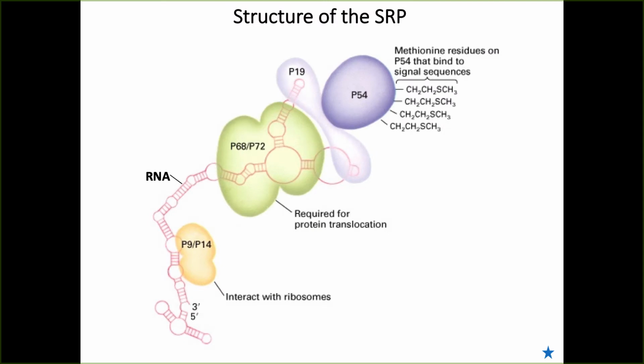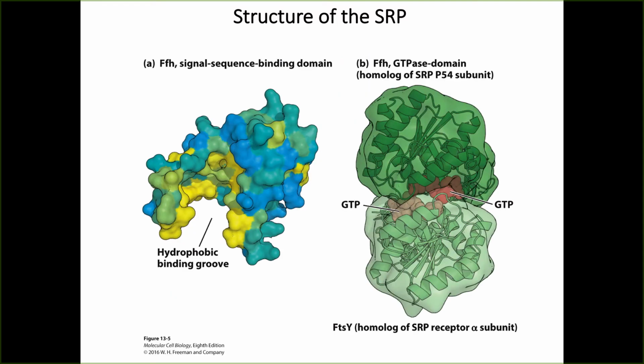So the structure of SRP is very complicated. You do not have to remember any name of these proteins or the RNAs. A large structure. The P54 sequence is the only thing that we are looking at, that this is one of the proteins. And there are lots of these methionine residues that bind to many of these signal sequences, and these are mainly hydrophobic in nature. And just to give you an idea of what happens, again, you do not have to go into any detail.